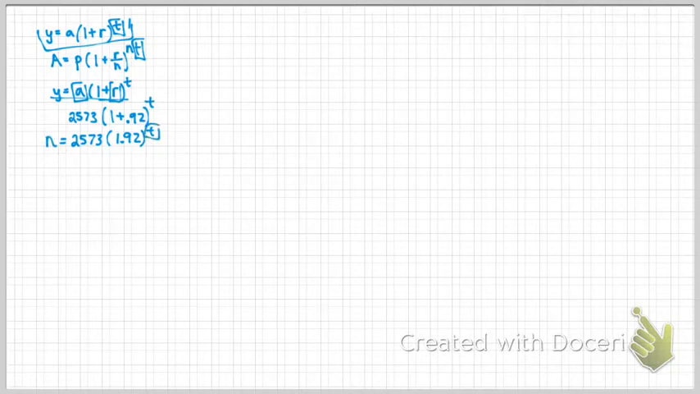So what do we plug in for T? Well, it asked us to figure out how many is going to happen during the next 7 years. So we're going to plug in 7 for T. You have N is equal to 2,573 times 1.92 to the 7th power. Plugging that all in your calculator, go ahead and do that. You're going to be getting around 247,485. And that will be your answer.